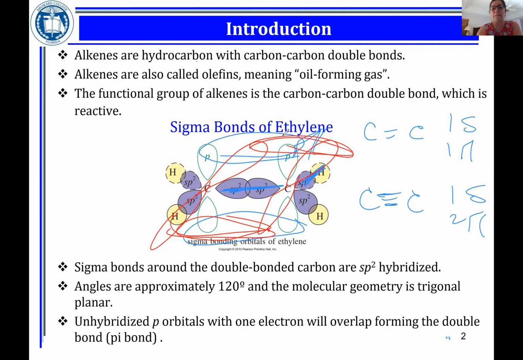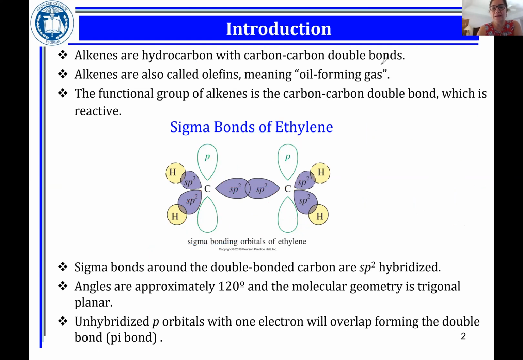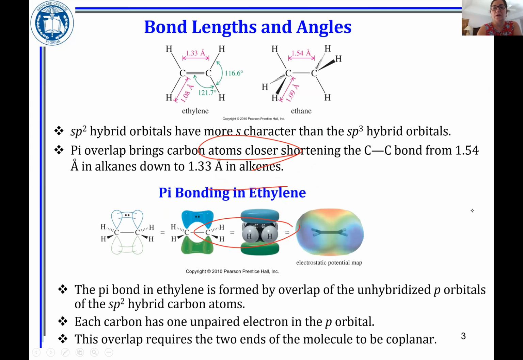But for the alkene, we have only one pi bond here. We have one pi bond and one sigma bond between two carbons, and that would count as the functional group for alkene. So when we are looking at the new family, we want to know about the structure. We want to know about the functional group.